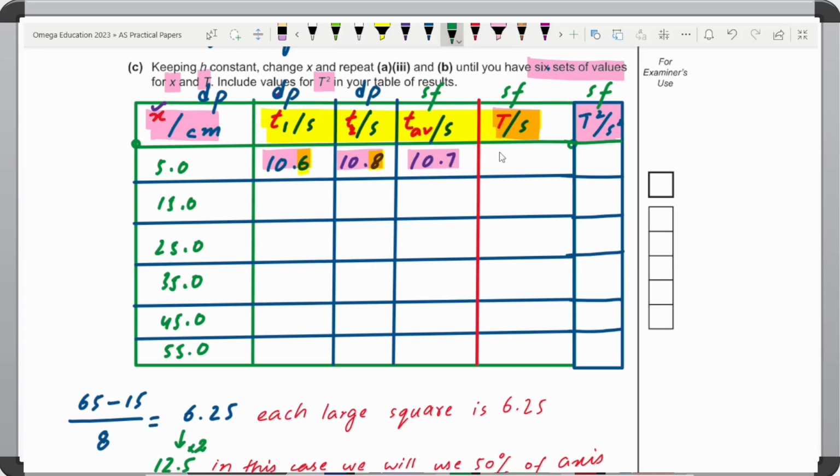The next value, capital T, is T average divided by the number of oscillations. So T average divided by 10, it would be 1.07. Once again, we go for significant figures. How many significant figures? Back there, 3. So this one also 3 significant figures. And you take the square of it on the calculator. Whatever the answer is, you write there. But the answer, once again, has to be to 3SF. Whatever the number of decimal places, the answer has to be rounded off to 3 significant figures.